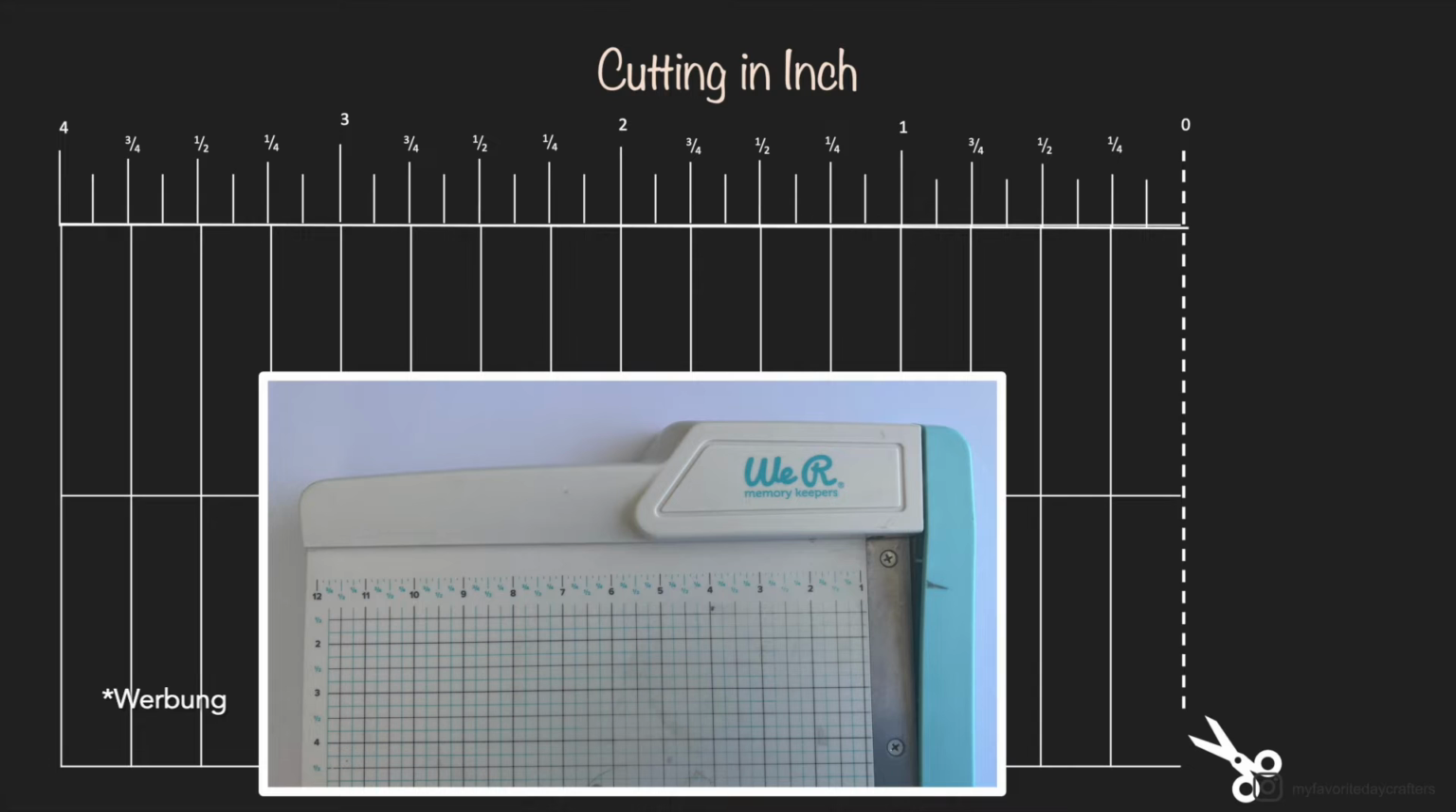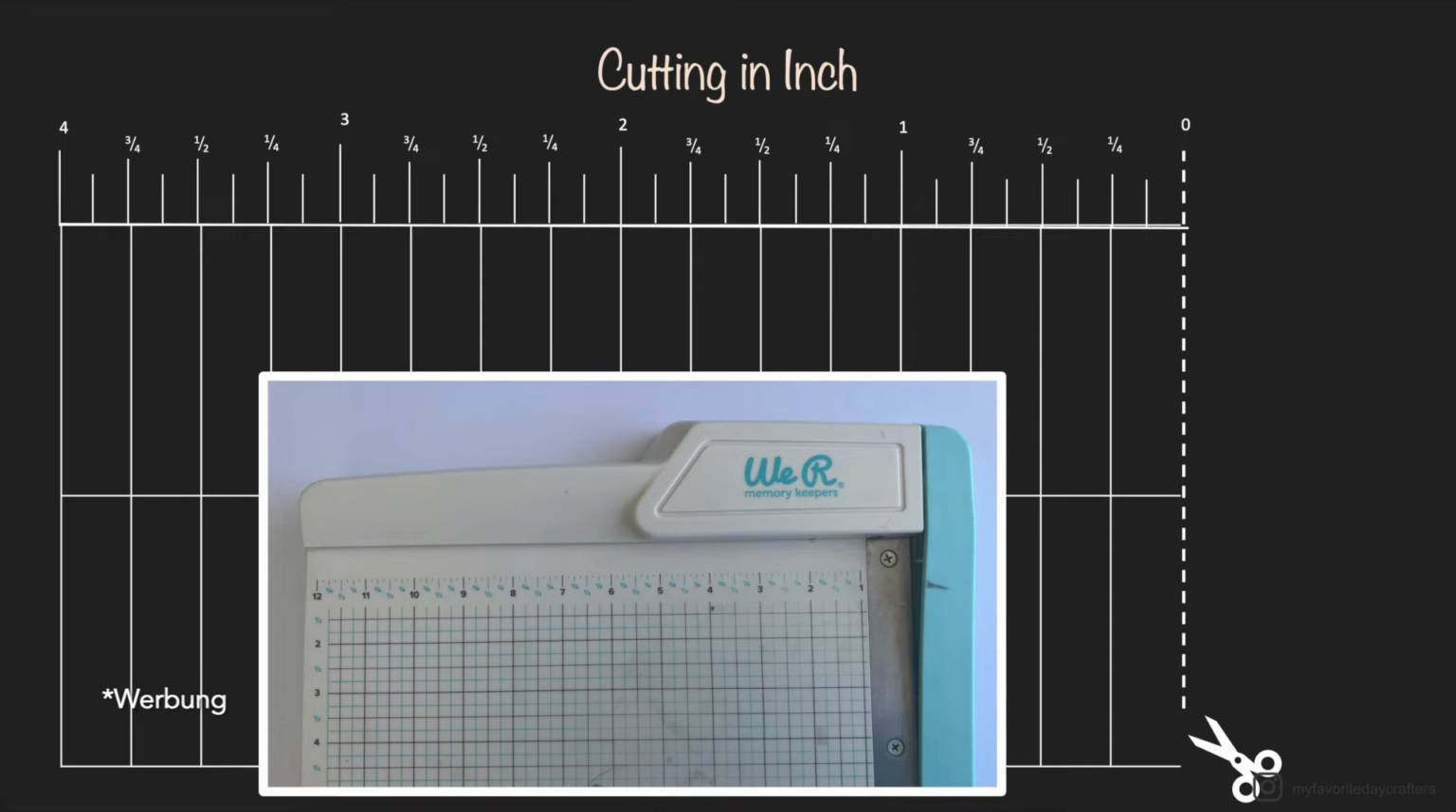And this one is by We Are Memory Keepers, or they just recently changed their name to We Are Makers. And this is a trimmer I'm using myself for cutting all my papers, my cardstock, and even my chipboard. And as you can see, it comes with a grid divided into quarters, which again, I really like to use. And then also most of those measurements in the scale on top of this cutting board are labeled, but there's no labeling for eighths of an inch.